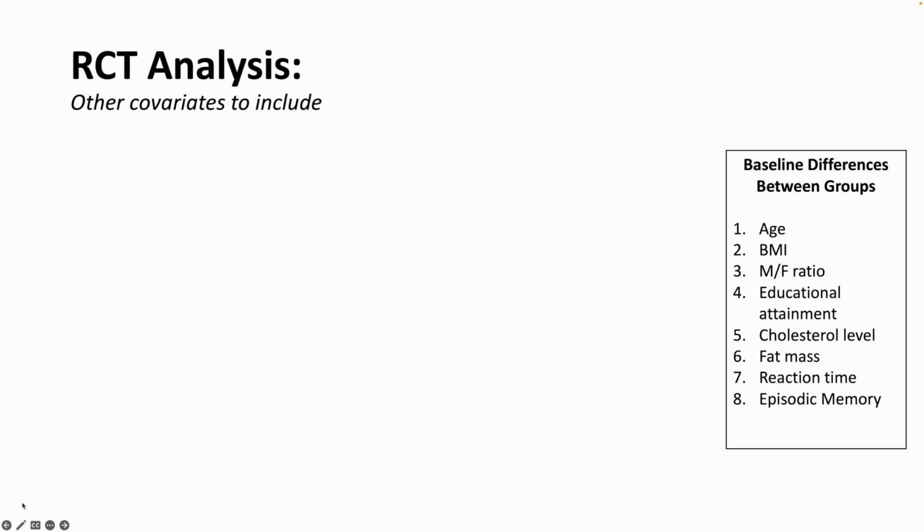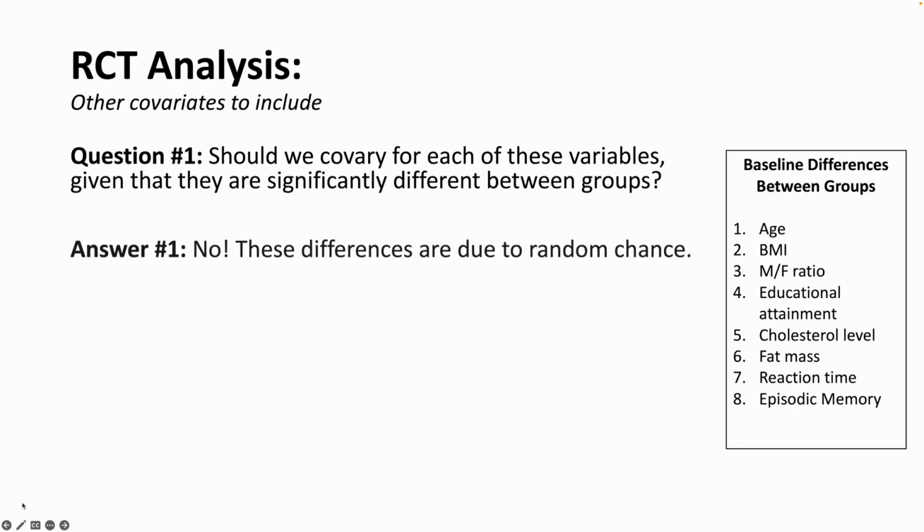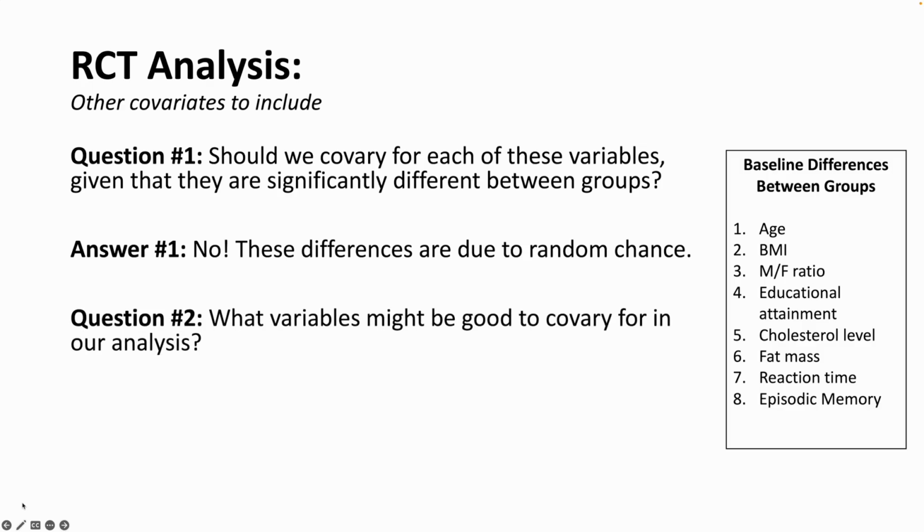Now, in this, does that mean that we should covary for each of these variables, given that they are all significantly different between groups? The answer is no. These differences are due, in fact, to random chance. And then secondly, what variables might be good to covary for in our analysis?